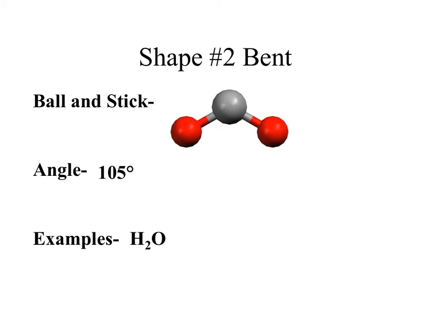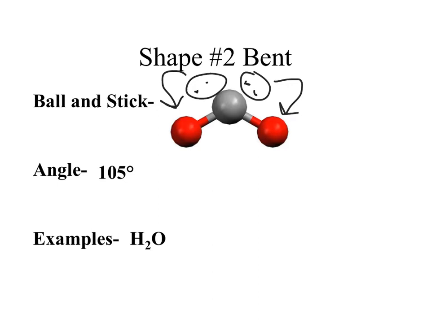The next shape that can be is bent. And you might think, well, if it's trying to repel as much as it can, why wouldn't it be straight across? Wouldn't that be the farthest away as possible? But remember, sometimes we have lone pairs of electrons. And remember, those lone pairs of electrons are still there and repel as well. So they push down that linear molecule to a bent shape.